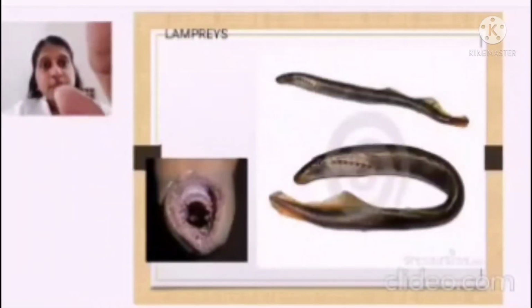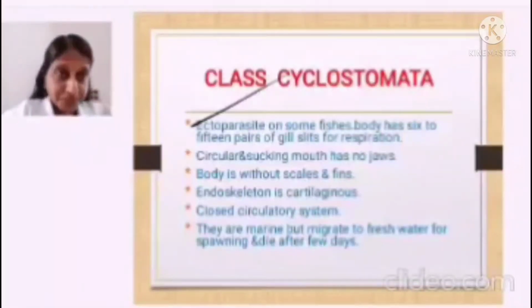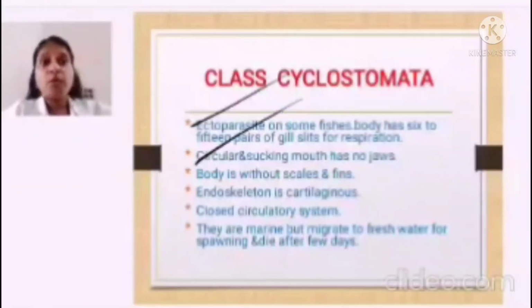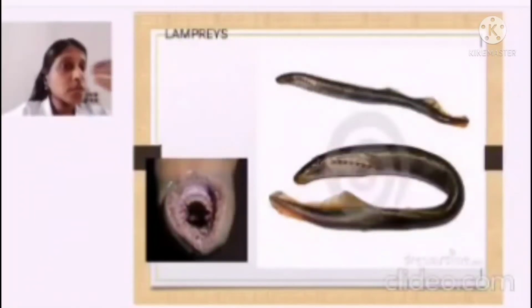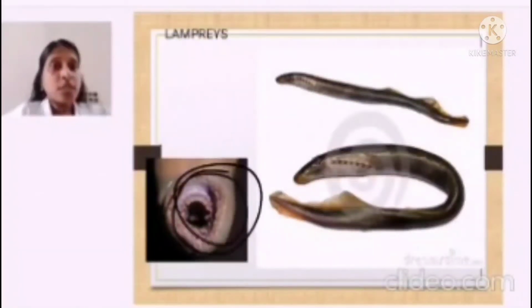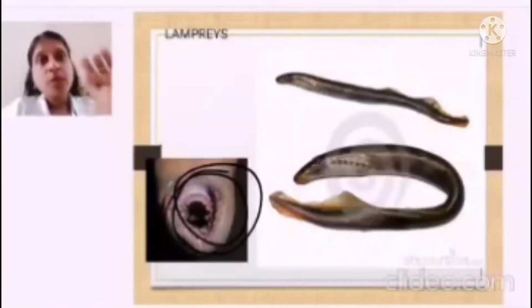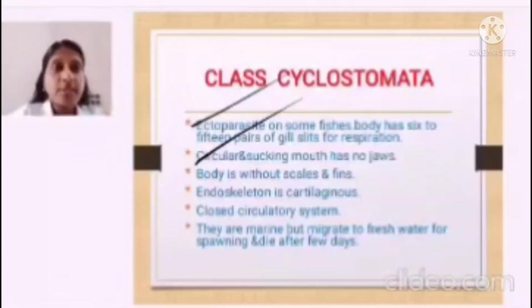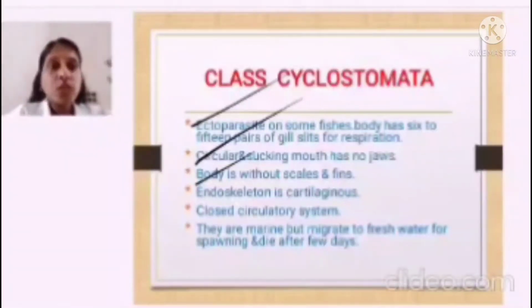For example, lampreys come under cyclostomata. They have circular, sucking mouth parts, and they do not have jaws. Jaw means upper jaw and lower jaw are not present; they suck. Okay, so that is again one characteristic. The body is without scales, and fins will be absent.